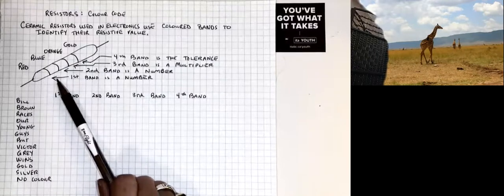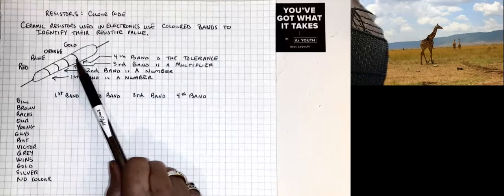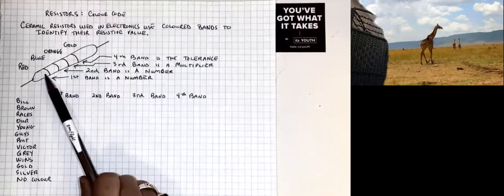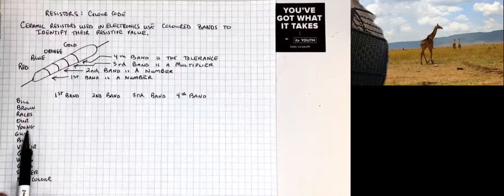We have to use each band as a value, and keep in mind that the gold, silver, or no color, that's the last band. So we start reading the bands from as far away as you can from the gold, the opposite end of that resistor. We also use a little jingle to help us remember the colors when we're building the table, because every color has a different value in the table. So Bill Brown races our young guys, but Victor Gray wins. And then we have gold, silver, no color as our tolerance.